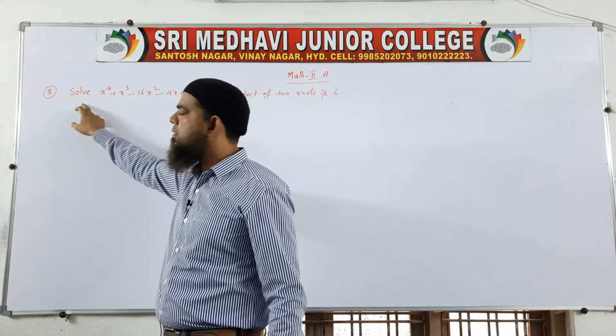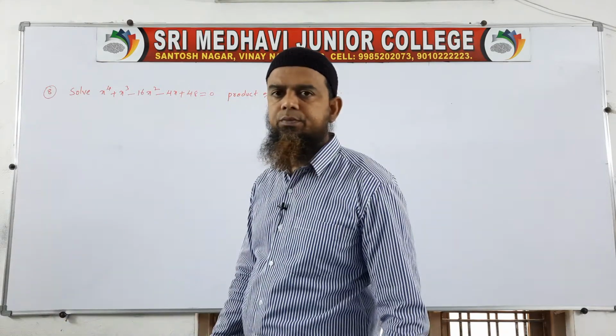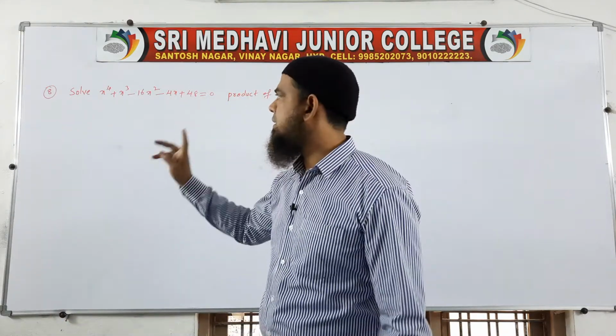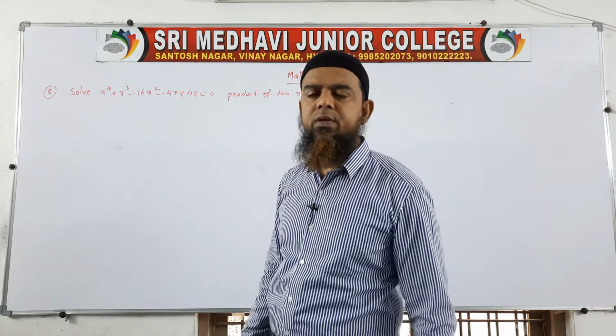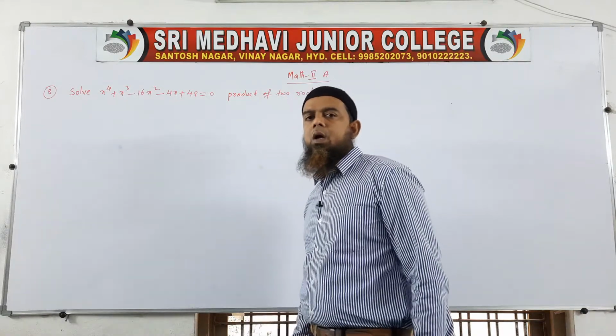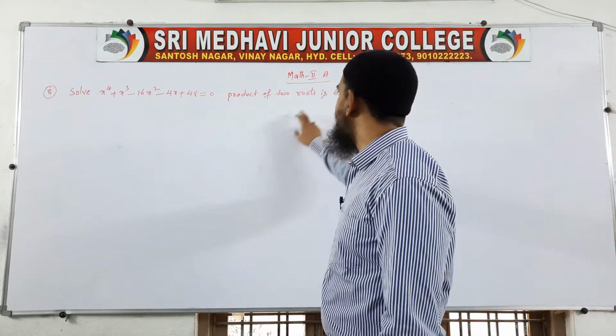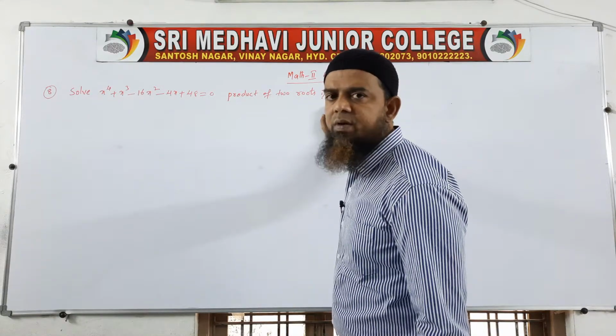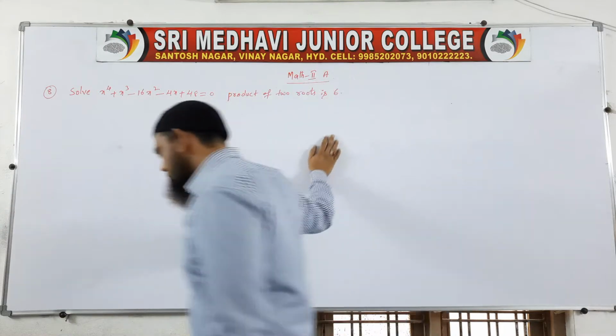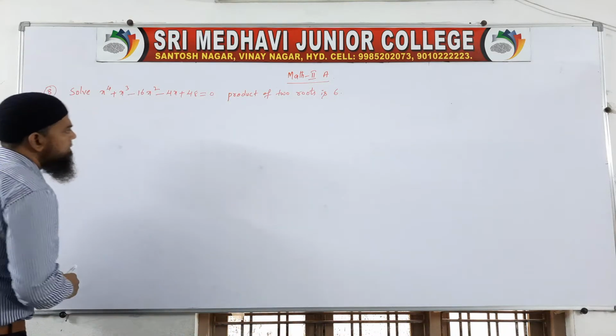Solve means we have to find the 4 roots, totally 4 roots having that equation, because the highest power is 4, degree is 4. So the equation has 4 roots, in that the product of two roots is 6. Only one condition is given. Okay, see on the board, children, how to do the sum here.